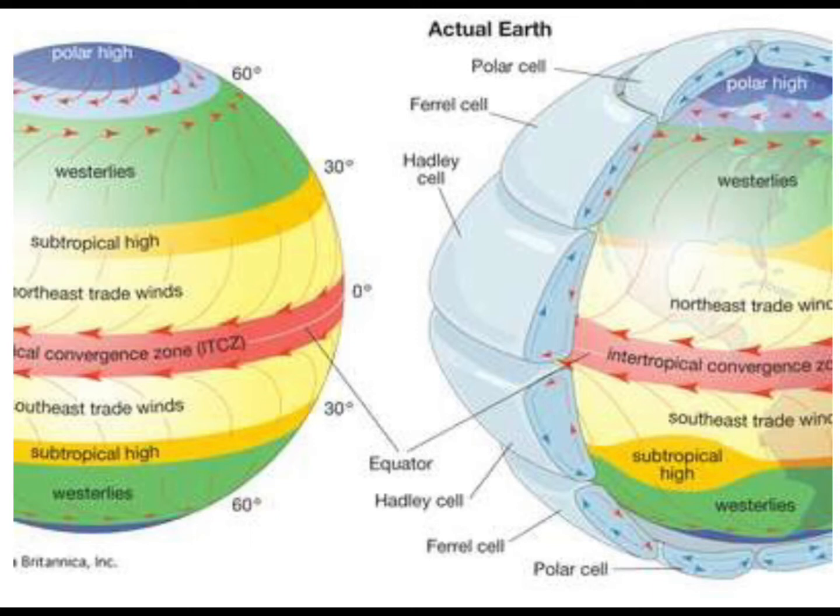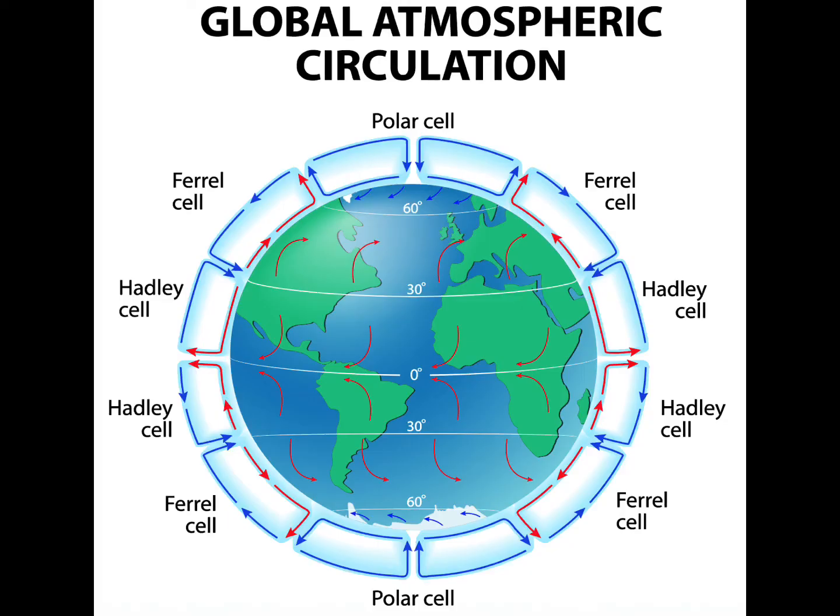So now you're probably like, what are Hadley cells? They are the convection cells between 0 degrees and 30 degrees, created by rising air at the equator and also the sinking air at 30 degrees. The Ferrel cells are between 30 degrees and 60 degrees. They are created by the sinking air at 30 degrees and rising air at 60. The polar cells are between about 60 degrees and 90 degrees, and those are created by the cold air from the poles that sink at 90 degrees and then rise at 60.